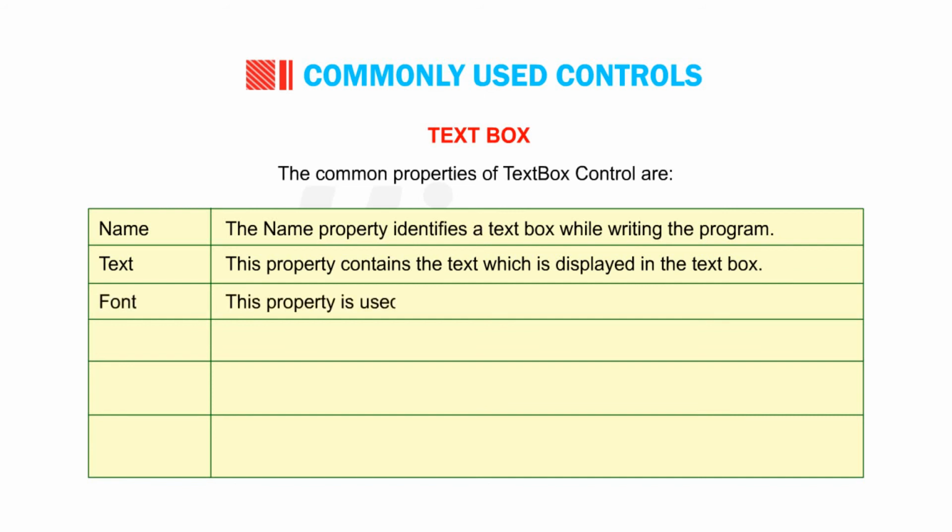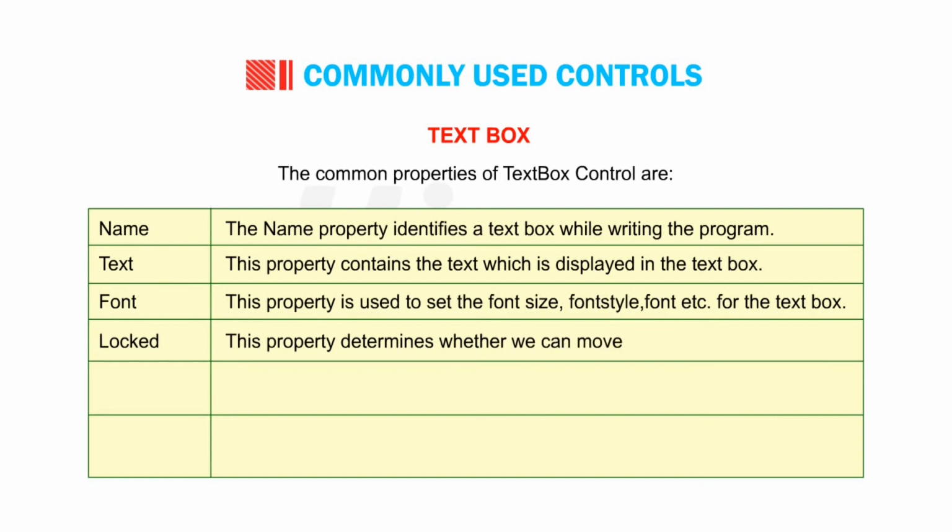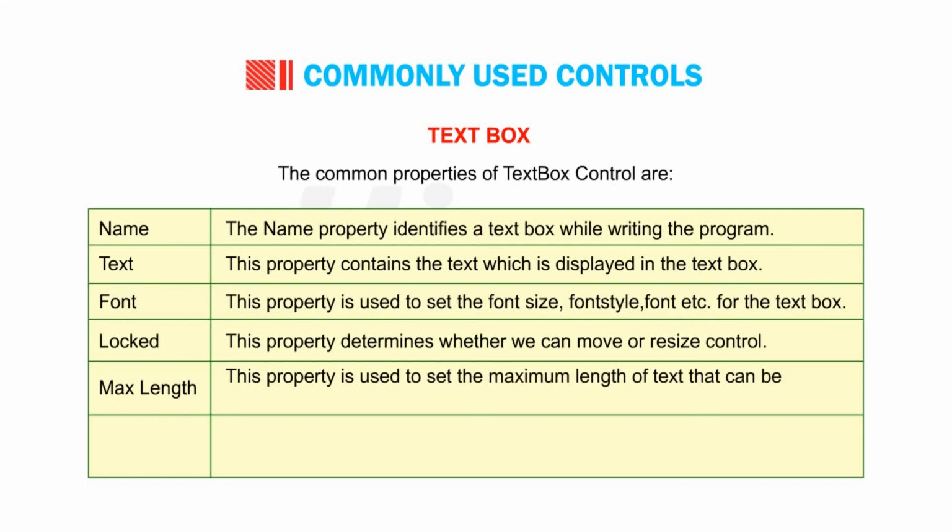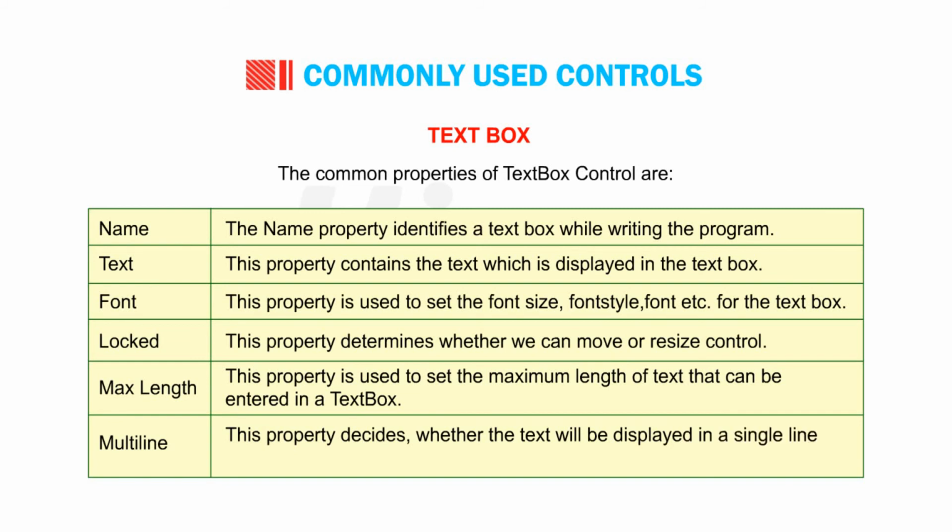Font property is used to set the font size, font style, font, etc. for the text box. Locked property determines whether we can move or resize control. Max length property is used to set the maximum length of text that can be entered in a text box. Multi-line property decides whether the text will be displayed in a single line or multiple lines in the text box.